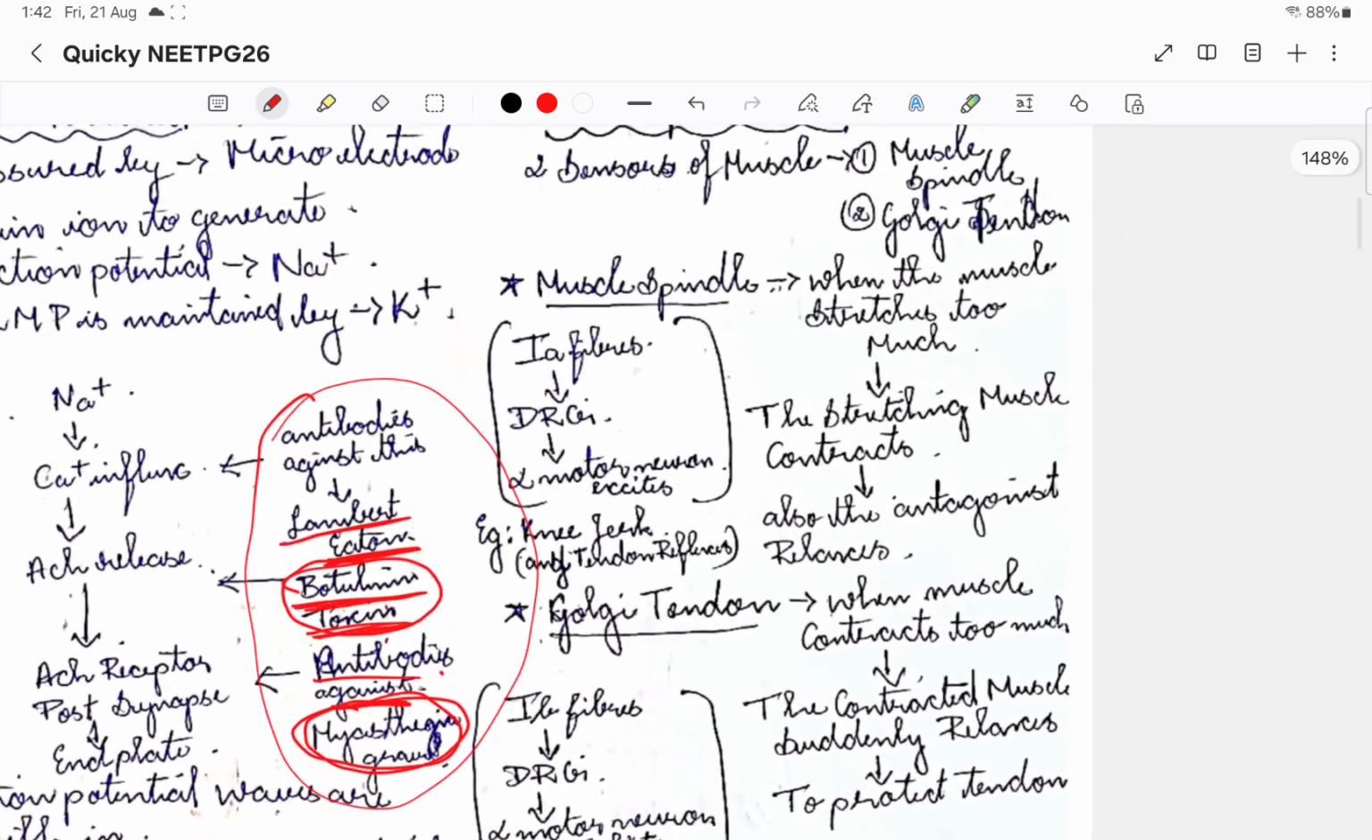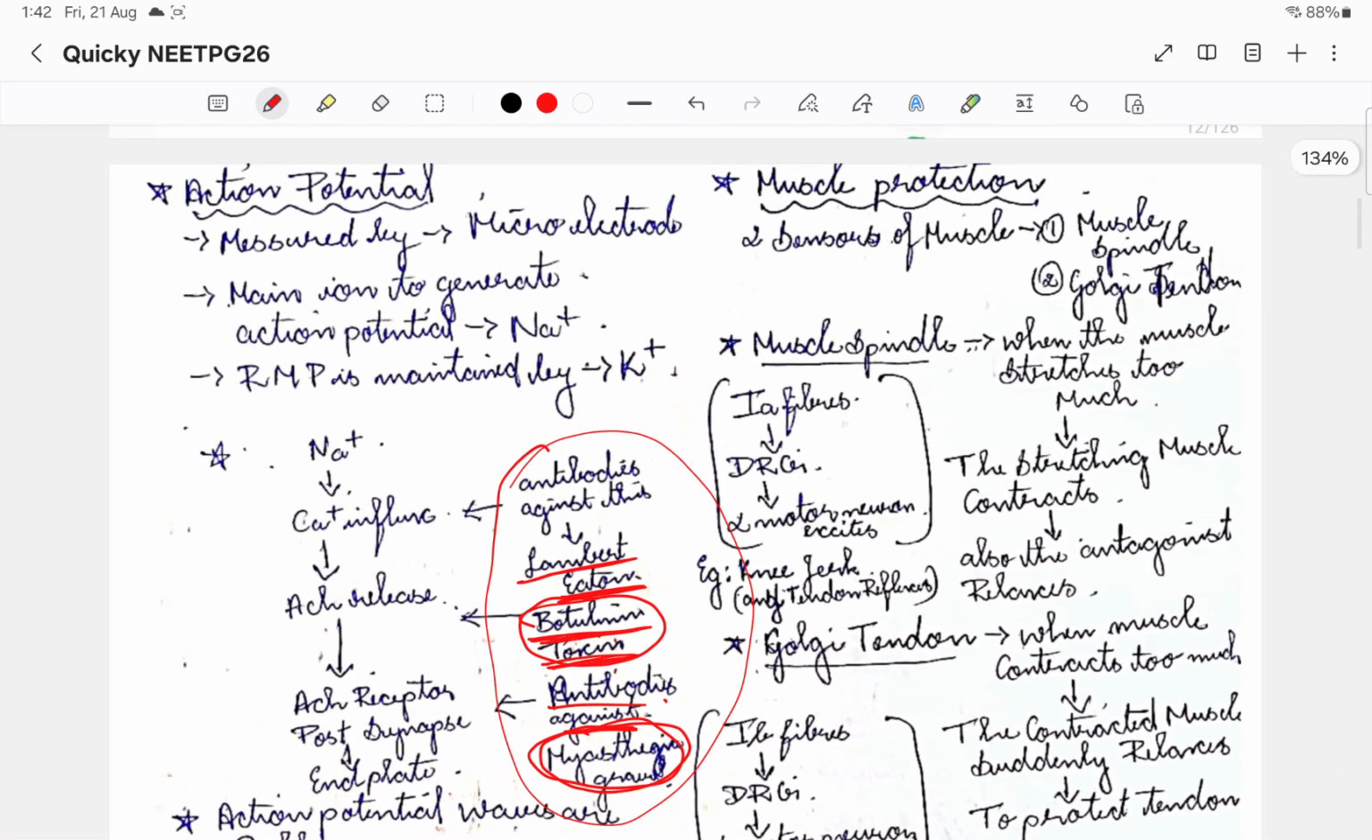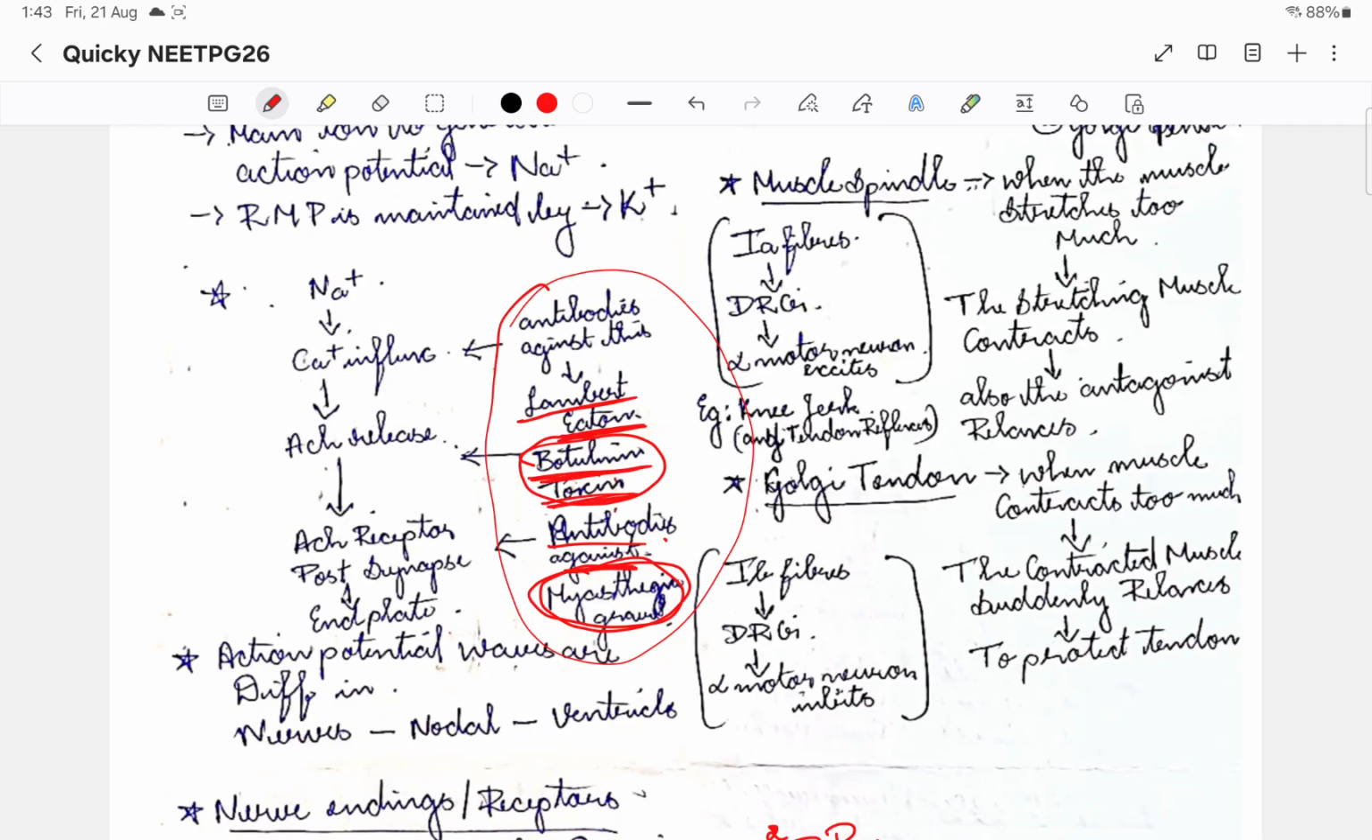Remember it that way, and you would be able to solve anything with respect to this. Other than that, the only two things I want you to remember with respect to muscle and neuromuscular physiology are the muscle spindles and the Golgi tendons. What are these two things? Let us discuss. The muscle spindles are present in the muscles. What happens is when the muscle stretches too much, the stretching muscle starts contracting, and the antagonist muscle gets relaxed.